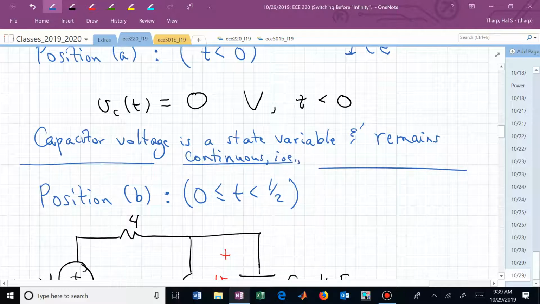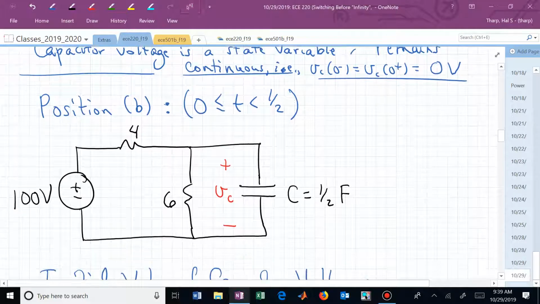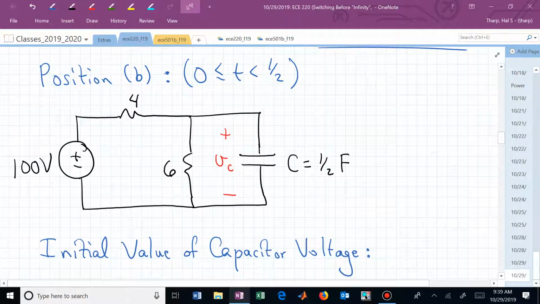Which now allows us to say that V sub C of 0 minus is going to be the same as V sub C on the right side of that point in time 0, or V sub C of 0 plus, and we've just determined that that's 0 volts. What's now going to happen in the next position? Position B, which we are in from 0 to 1/2.